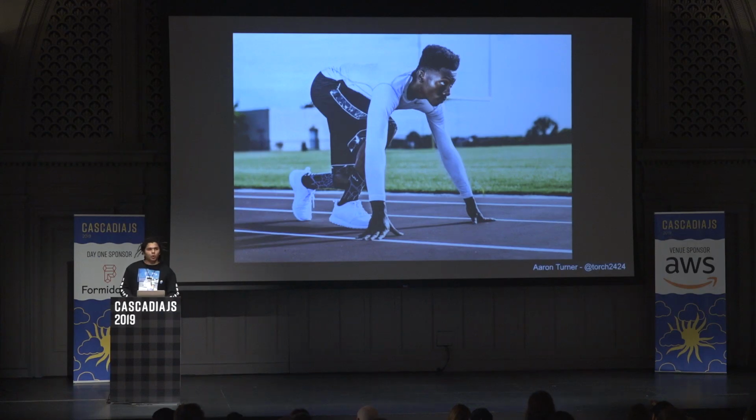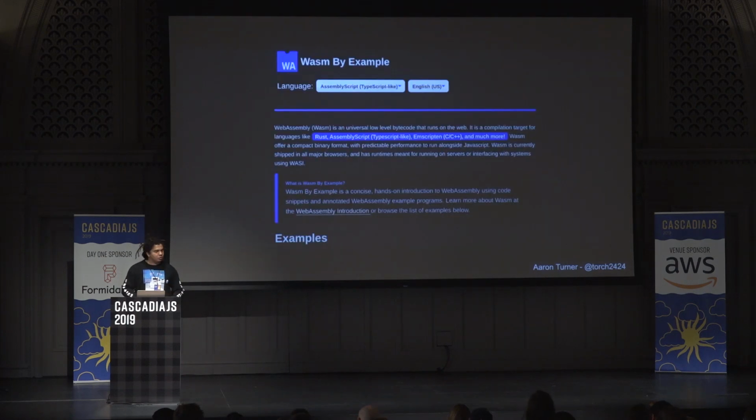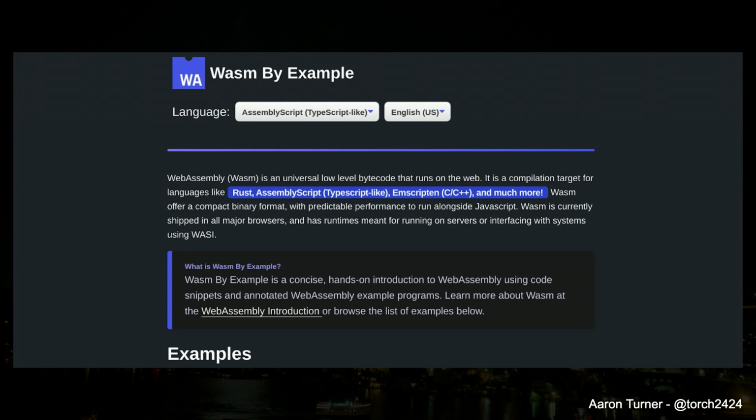So WebAssembly sounds really cool. How do we get a running start? There's WASM by Example, which is made by me. Again, it's essentially like Go by Example: bite-sized, copy-pastable tutorials and examples.